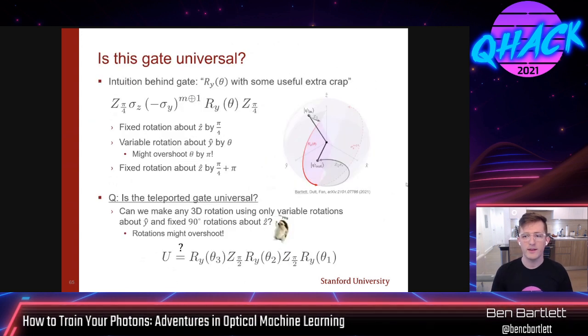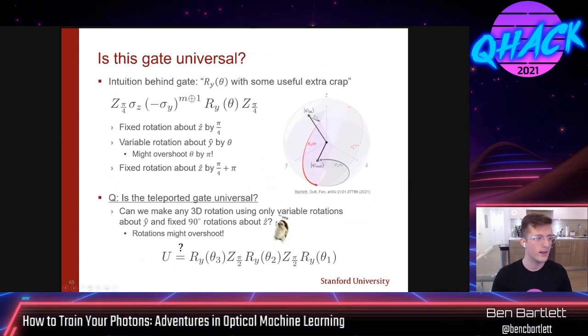So let's take a minute to think about what this teleported gate does. The expression of the gate that results from one pass of the photon through the scattering unit and back is shown on the left, and the corresponding action on a Bloch sphere is shown to the right. The intuition here is basically that this whole operation gives you RY of theta with some extra useful stuff.